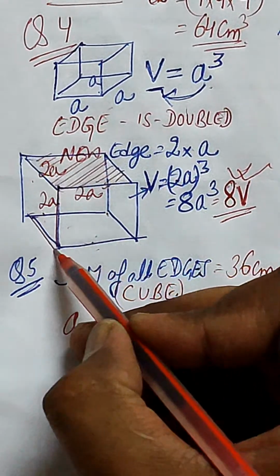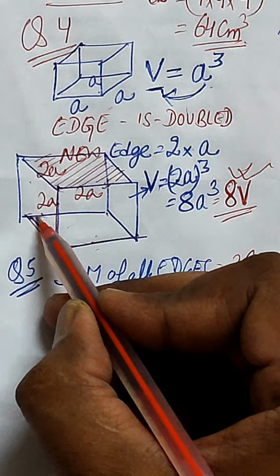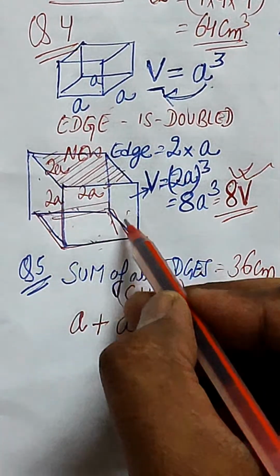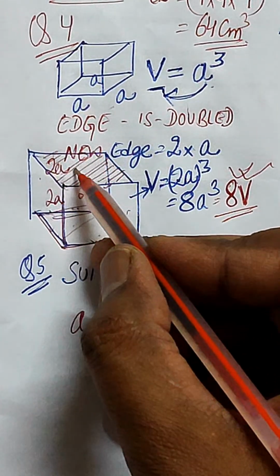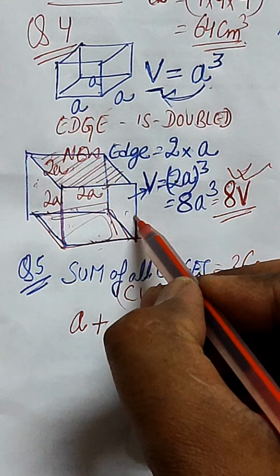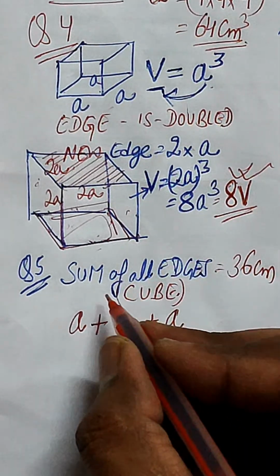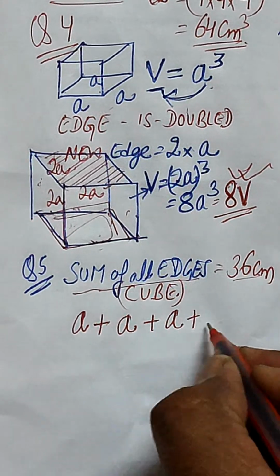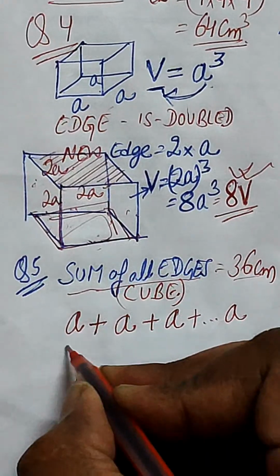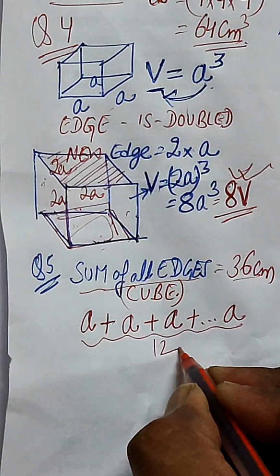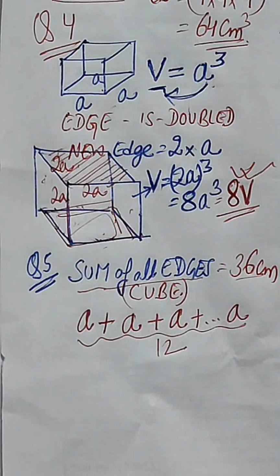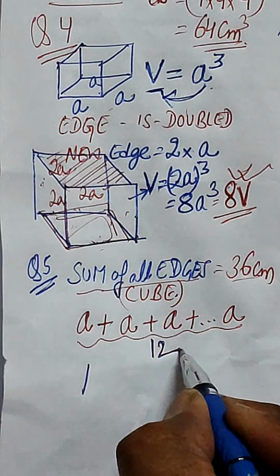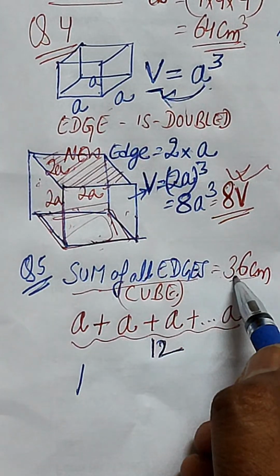1 2 3, here you can see 4 on the bottom. 1 2 3 4, 1 2 3 4, 4 here and 4 here, 8 and 4 here, 12. So the sum of all edges is 36 and the total number of such edges will be 12. So this is 12, right? The total such edges will be 12 and the sum of all edges is 36.